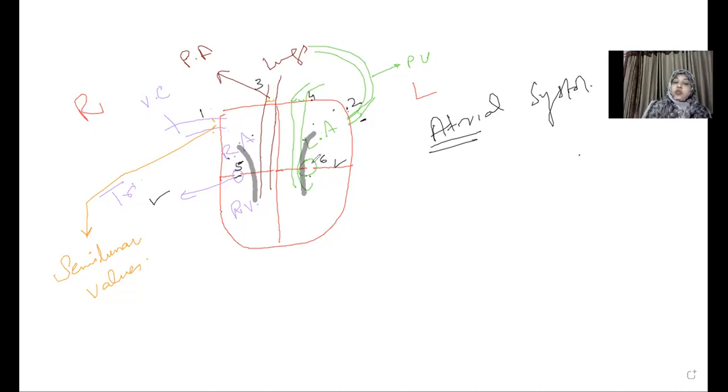These 2 gates, or these 2 valves, are open. Now blood enters this chamber. Next, after this atrial systole, we have ventricular systole. It means now these 2 chambers are contracting, so now blood has to enter, so I have to take this blue color. Now blood has to enter into this portion or this portion.